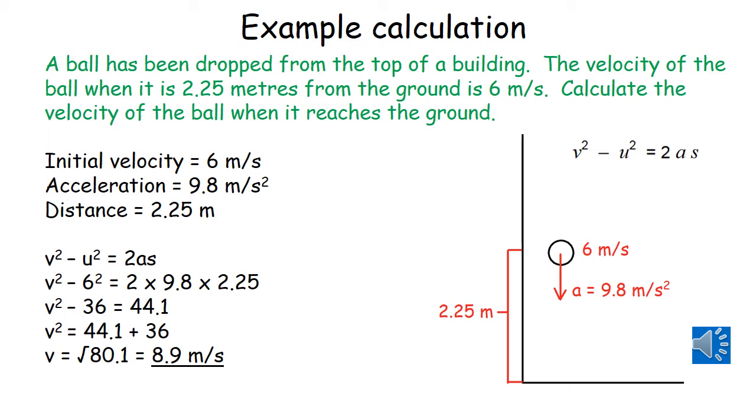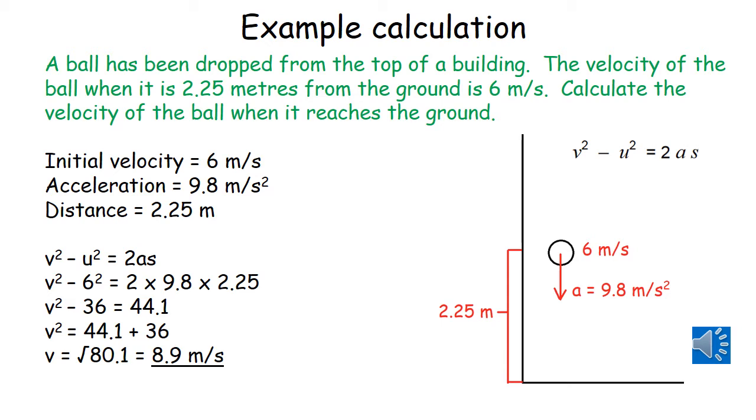Now I've illustrated this on a diagram here, which is a useful thing to do if you have a question like this. Just helps you focus everything, see the situation. So I've shown the ball there going 6 meters per second. I've shown the acceleration due to gravity 9.8 and the height above the ground is 2.25 meters.